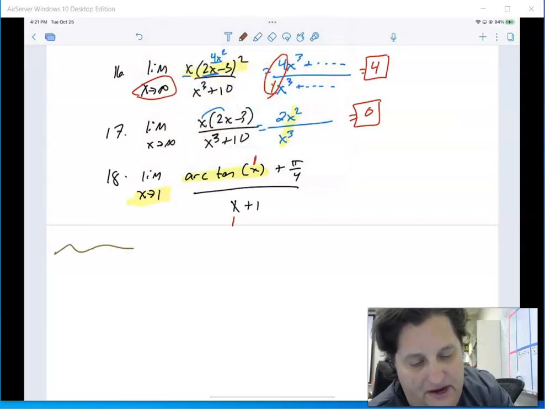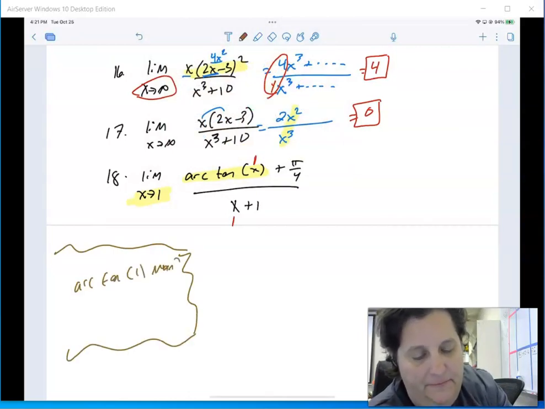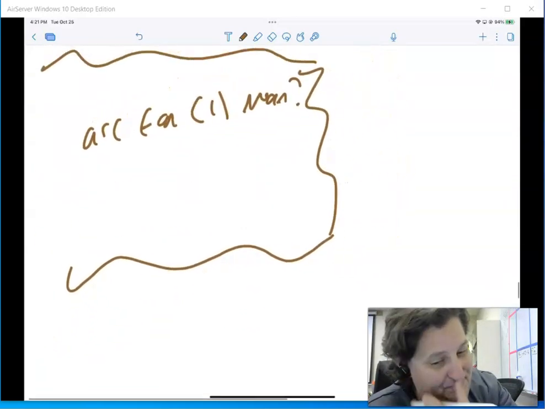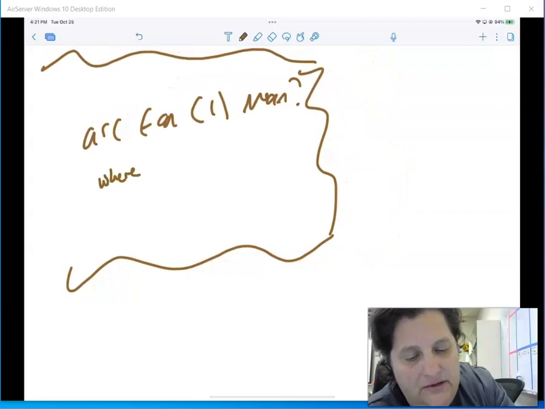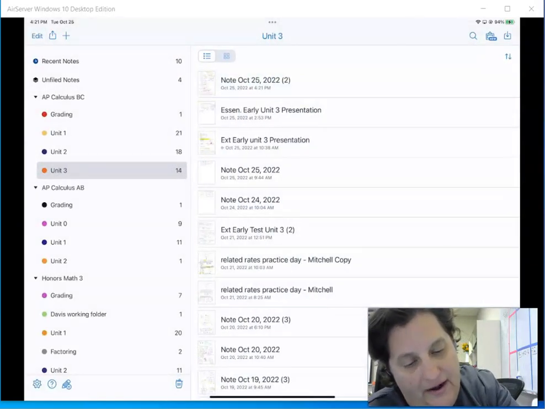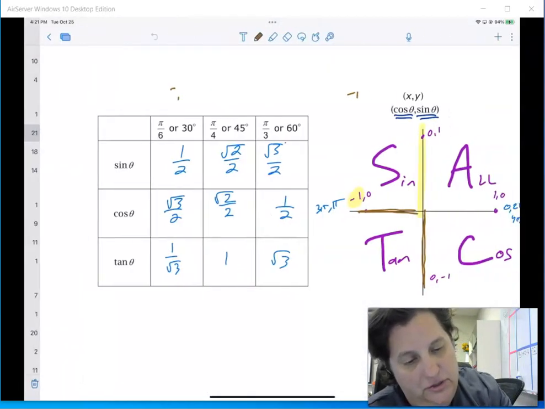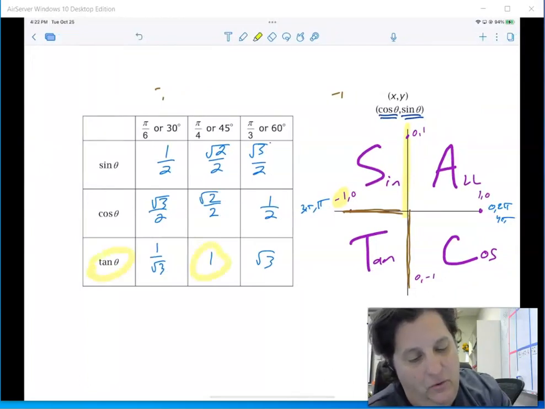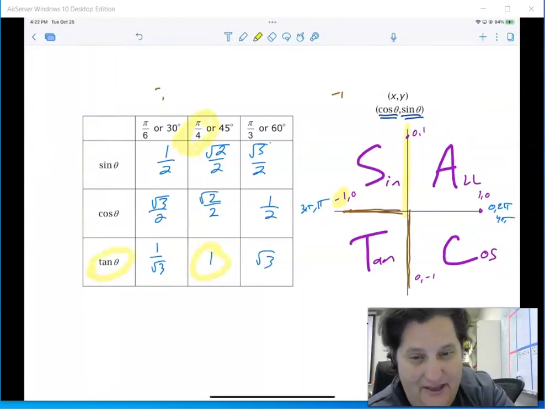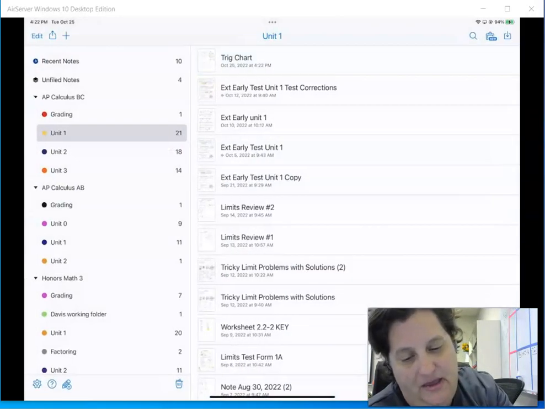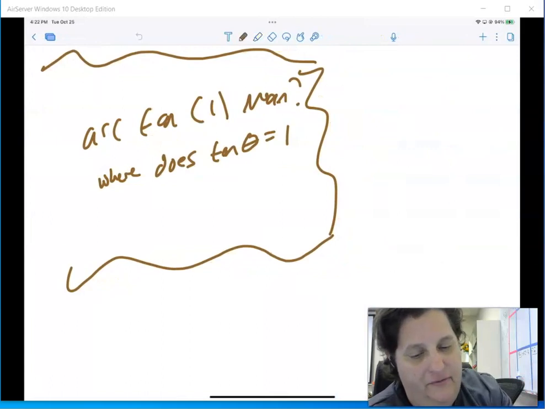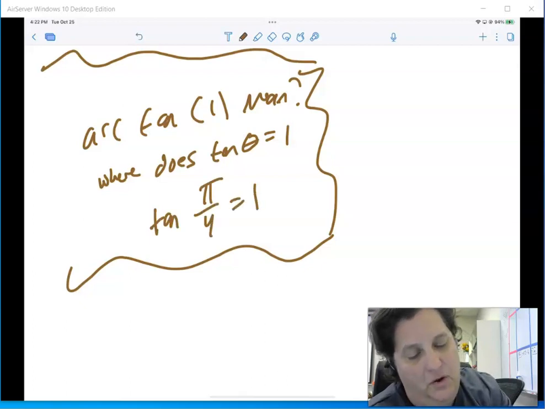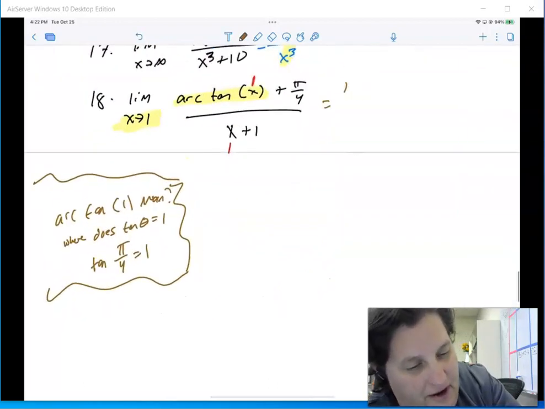Just off on the side here. What does arctan of 1 mean? Well, it means where does tangent of something equal 1? And if I go and look at my chart, where does tangent equal 1? Pi over 4. And this one's being pretty easy with us because it's not making me worry about quadrants and stuff with the arctan. So basically, the tan of pi over 4 is 1, so arctan of 1 is pi over 4.